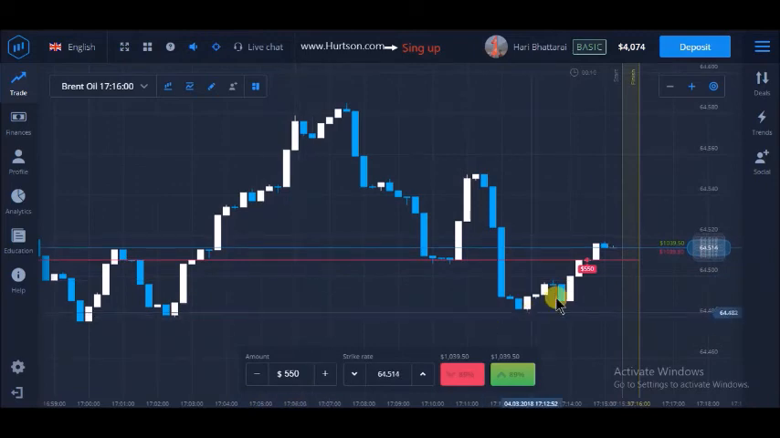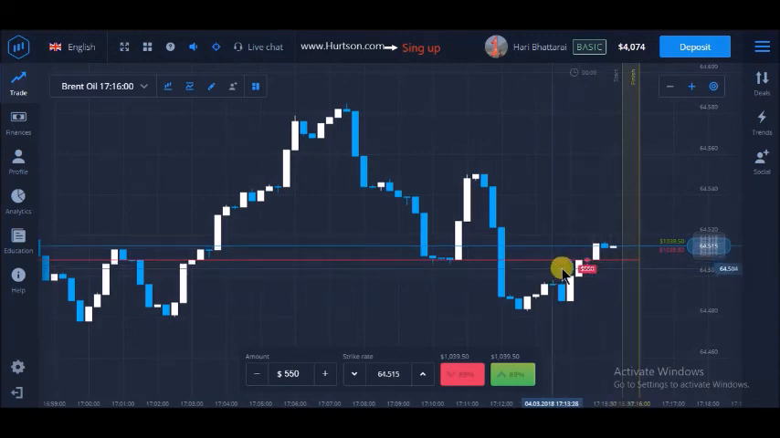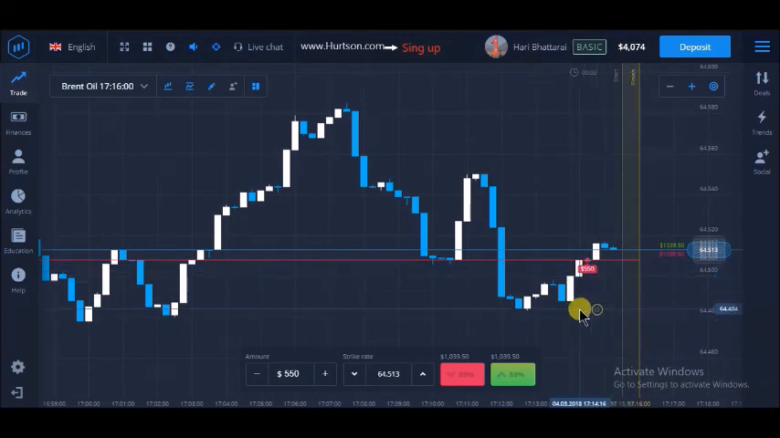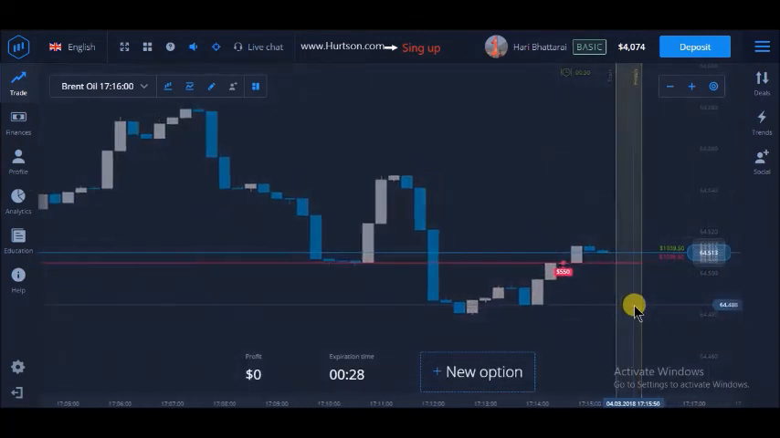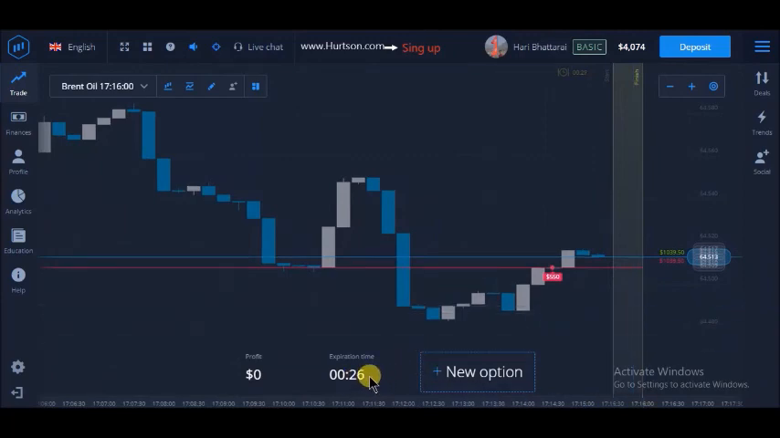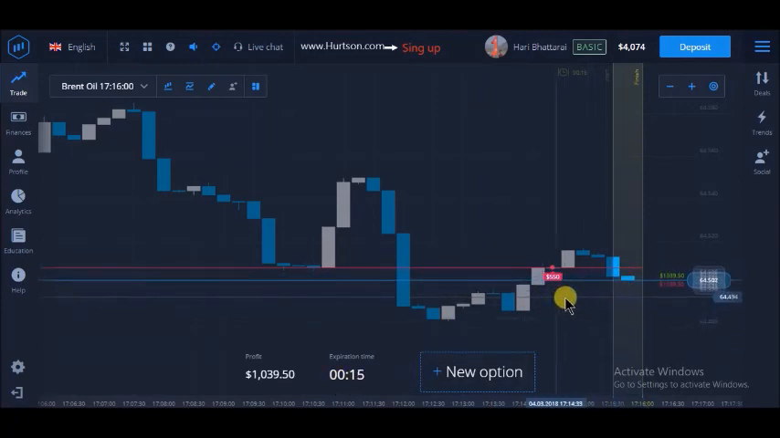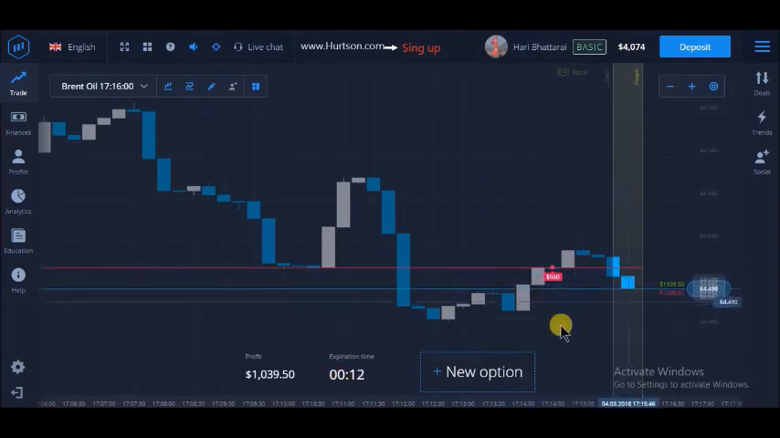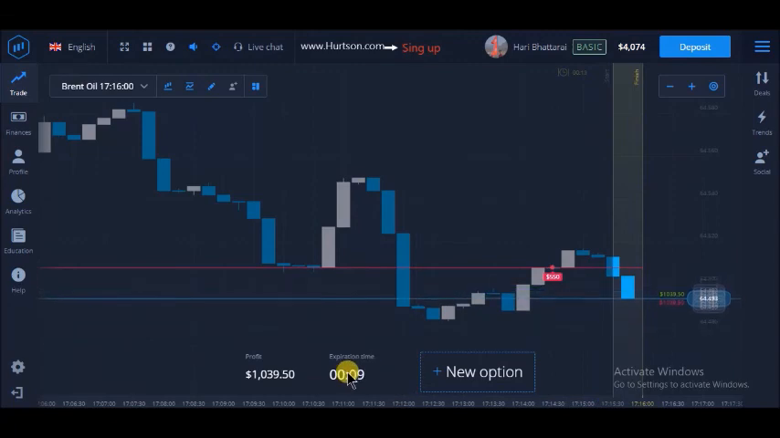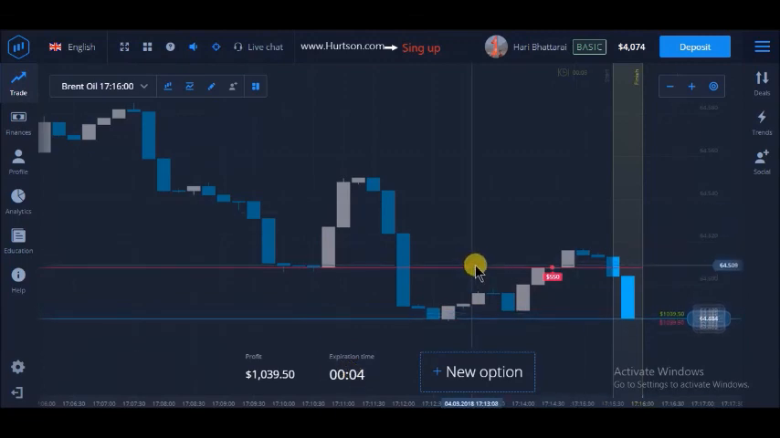You can see I am currently in a loss. I had bet for a put option, but the market is going up. So currently I am in loss, but we still have 25 seconds left. If before the time expires the market goes down, then I should win this trade. And you can see the market is going down. Still we have 10 seconds left. Okay, it's a sure win. So this is how you can make money.